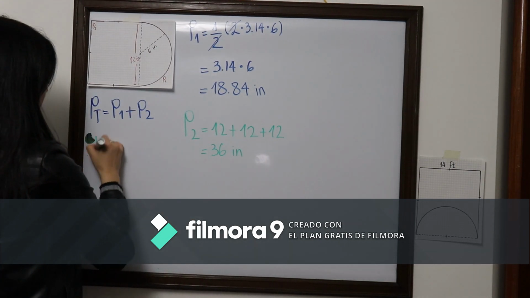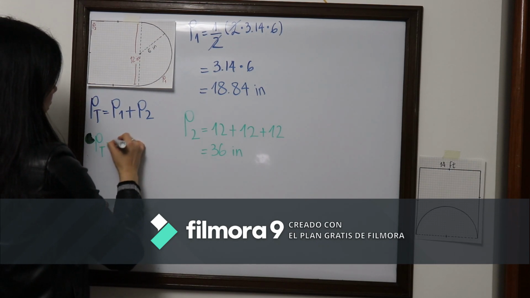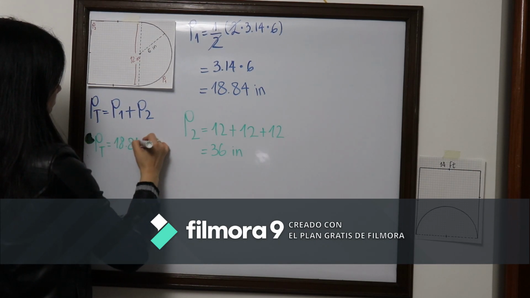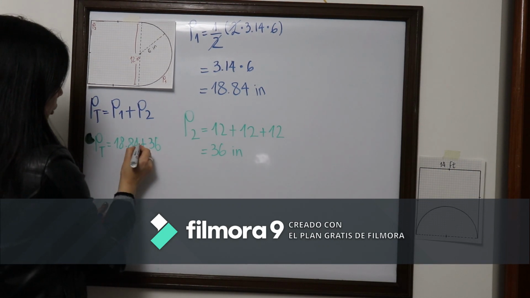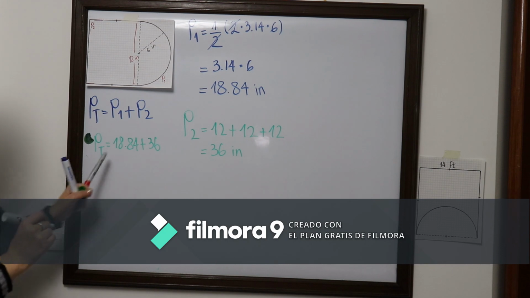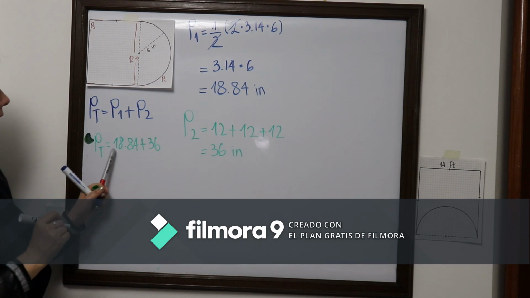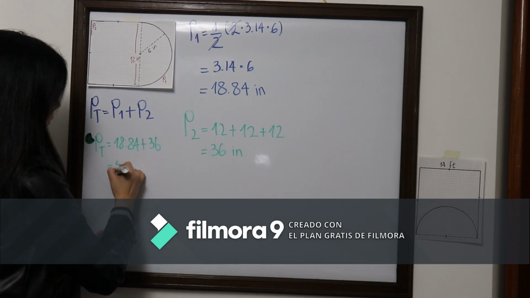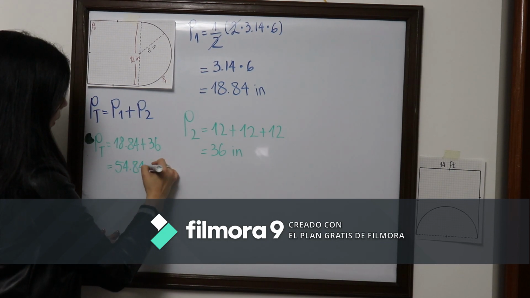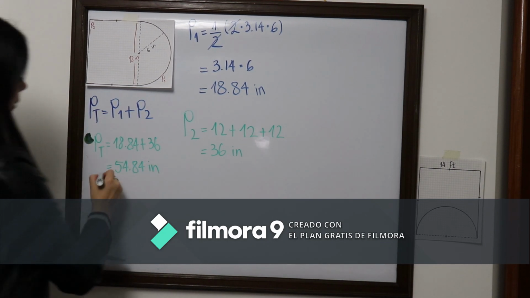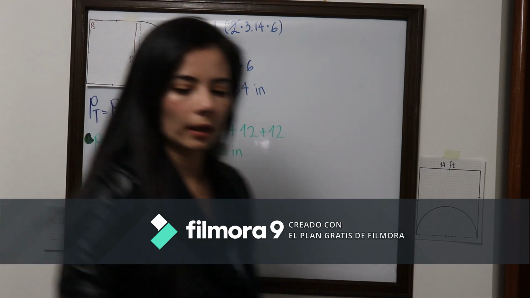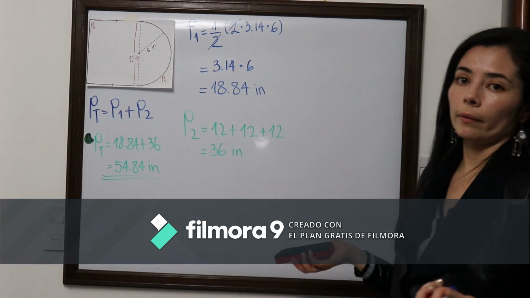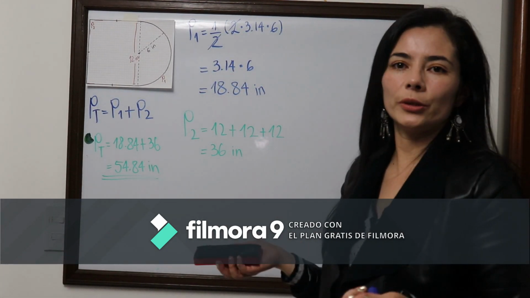So that means my total perimeter is going to be 18.84 plus 36, which would make it 54.84 inches. Okay, so that's our answer right there. So that's actually even easier, right? Good. Hopefully you get it right. I really hope you did get it right.